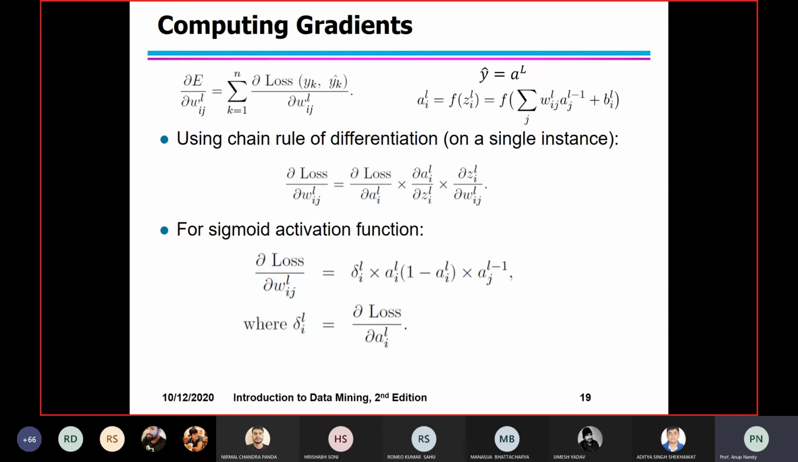a_i into 1 minus a_i, into del_i, into a_j of layer L minus 1. This is the same formula, just a notation difference. Now for the output layer, that you have to compute.